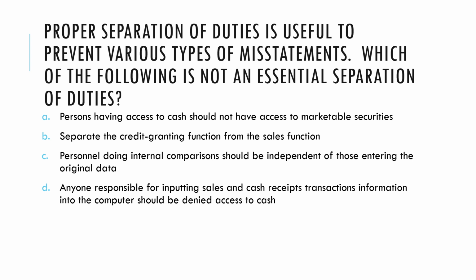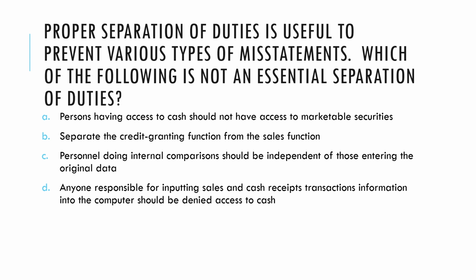Next, we talk about proper separation of duties, and it is useful to prevent various types of misstatements. Again, we segregate the duties of care: custody, authorization, record keeping, execution. So, which of the following is not an essential separation of duties? Not essential. Letter A, persons having access to cash should not have access to marketable securities. Letter B, separate the credit granting function from the sales function. Letter C, personnel doing internal comparison should be independent of those entering the original data.